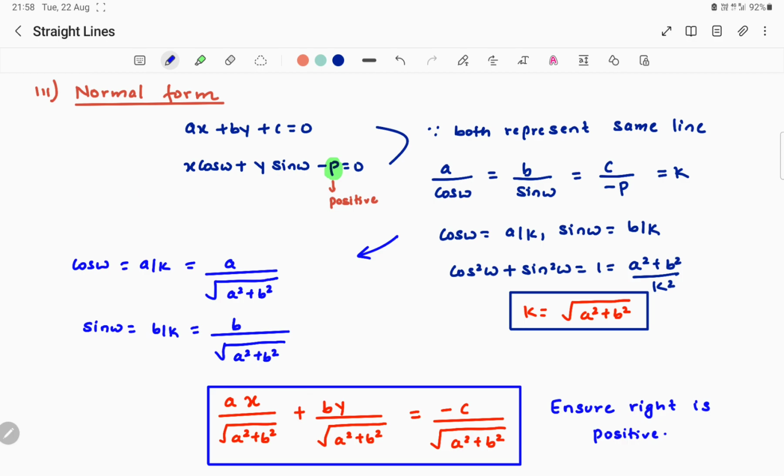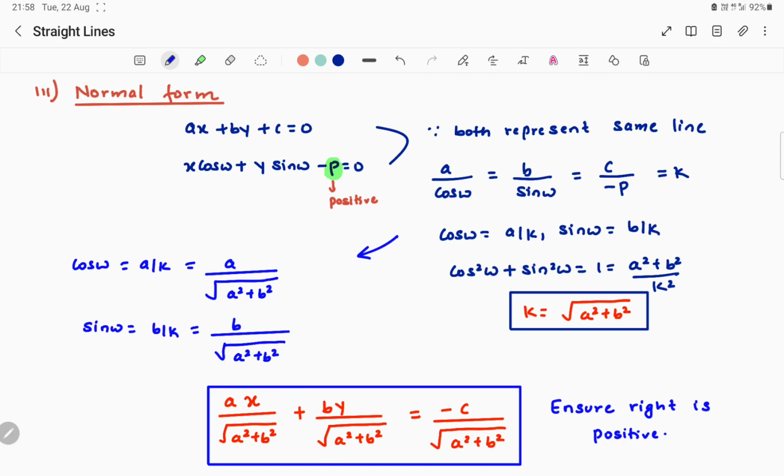So what manipulations are we doing? Let us assume that the general form is ax plus by plus c equal to 0, and the normal form is x cos omega plus y sin omega minus p equal to 0, where p is the distance, so p is always going to be positive. Now in 10th standard you would have learned that if two equations are representing the same line, the lines are coincident, isn't it? So what is the condition? A1 by A2 is equal to B1 by B2 is equal to C1 by C2, and we can equate it to some other constant k.